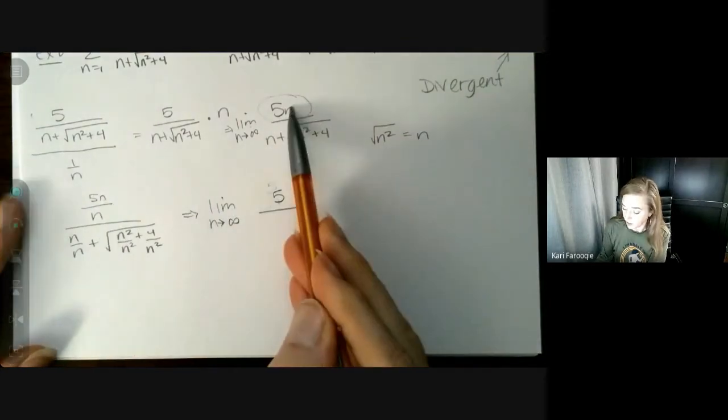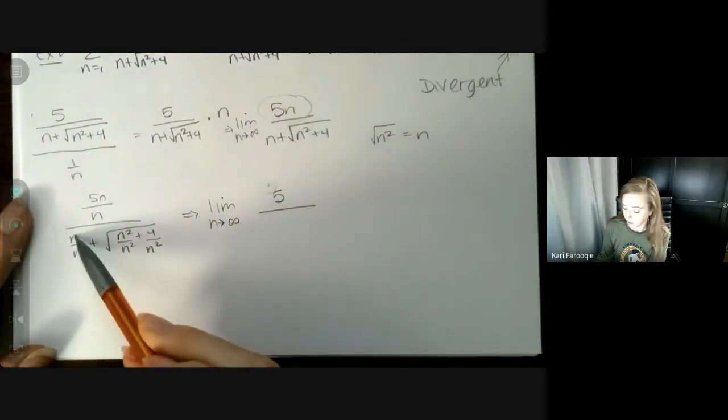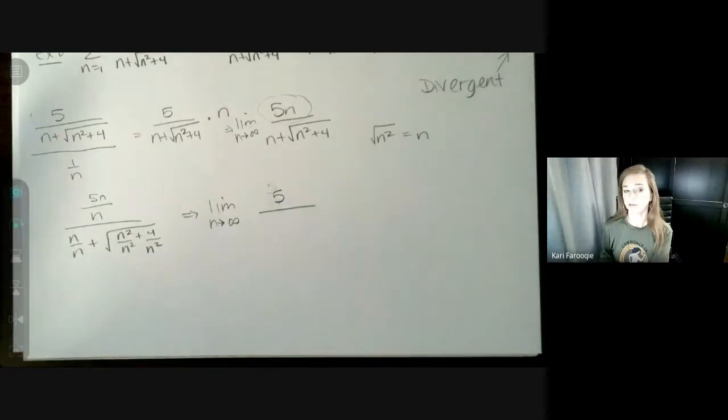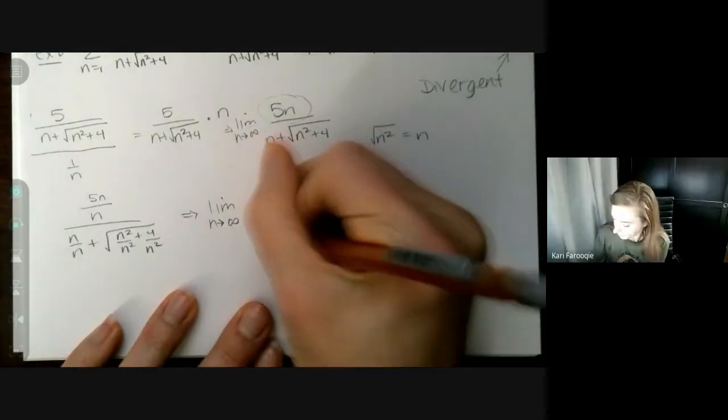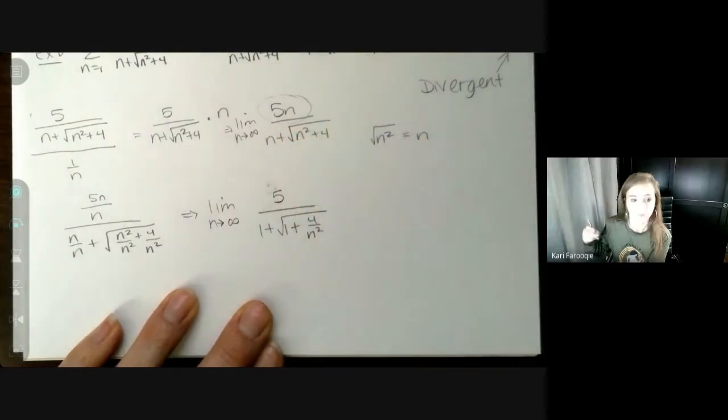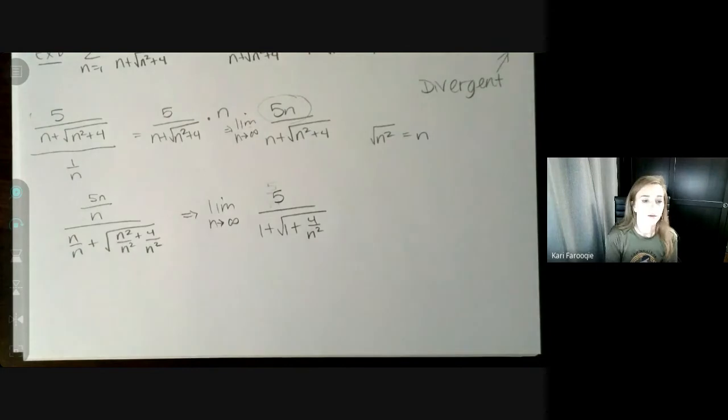So I had a 5n, I divided by n. I had an n, I divided by n. And then in the two terms in the radical, I divided by n squared. Sorry about that. So we're taking the limit of 5 divided by 1 plus the square root of 1 plus 4 over n squared.